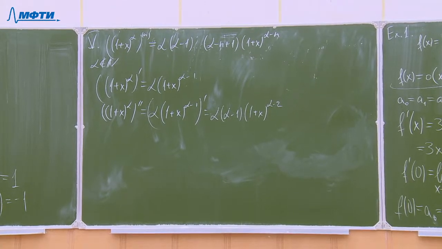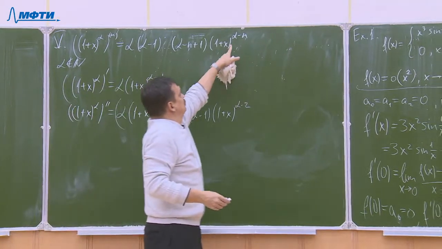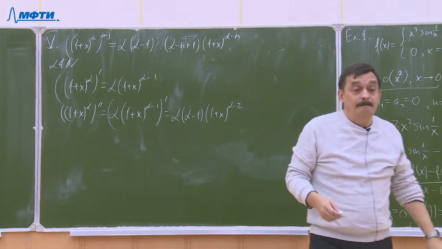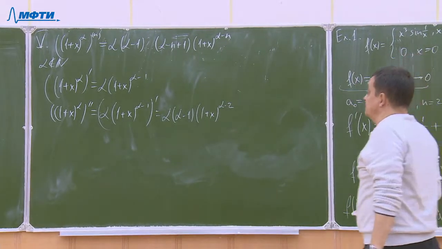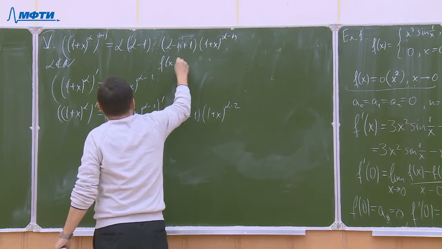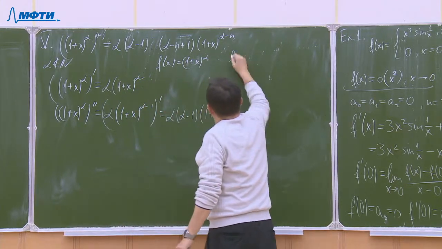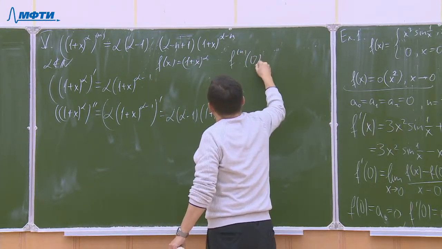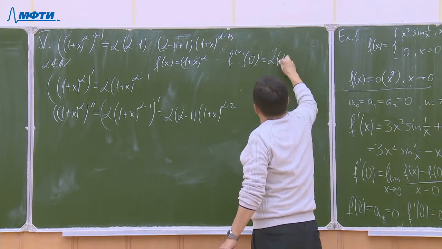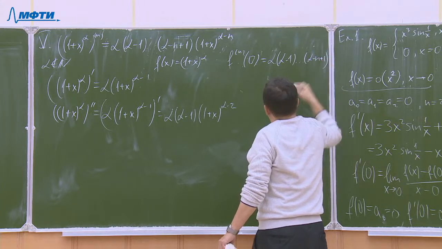So if alpha does not belong to N, the exponent, the power, will never be 0, and it means that for f of x equals 1 plus x to the power alpha, we have the nth derivative at 0 equal to alpha times alpha minus 1, and so on, alpha minus n plus 1.